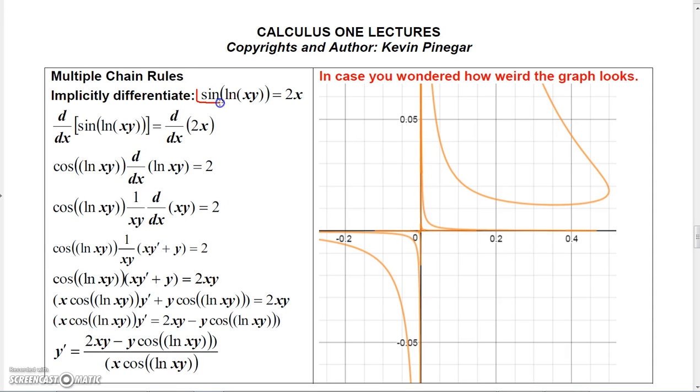Okay, so we might have the chain rule multiple times. Let's look at this. This is sine of where the argument is actually natural log of xy. So I have to take the derivative of sine of something equals the derivative of 2x. Well, the derivative of 2x with respect to x, that's the easy part. That's 2. But the derivative of sine u, where all of this is u, is cosine u, so it would be cosine of that log expression times the derivative of that log expression. Remember, cosine u times the derivative of u.